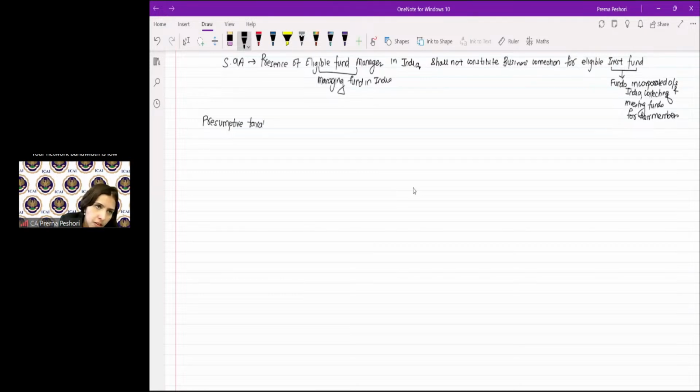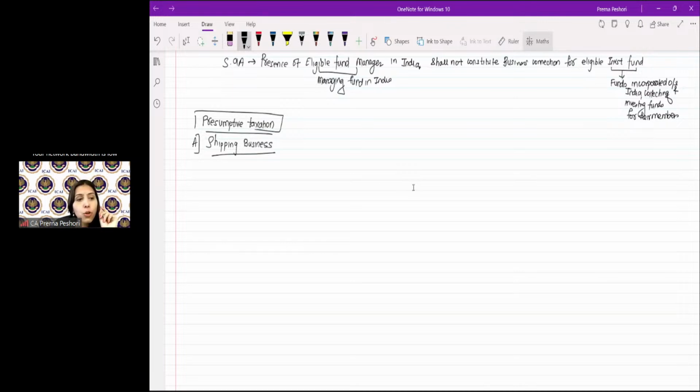presumptive taxation. So what is this presumptive taxation? There are different sections. First is in respect of the shipping business. For the shipping business, there are two important sections which talk about the shipping company's taxation. What are those? We are going to see.